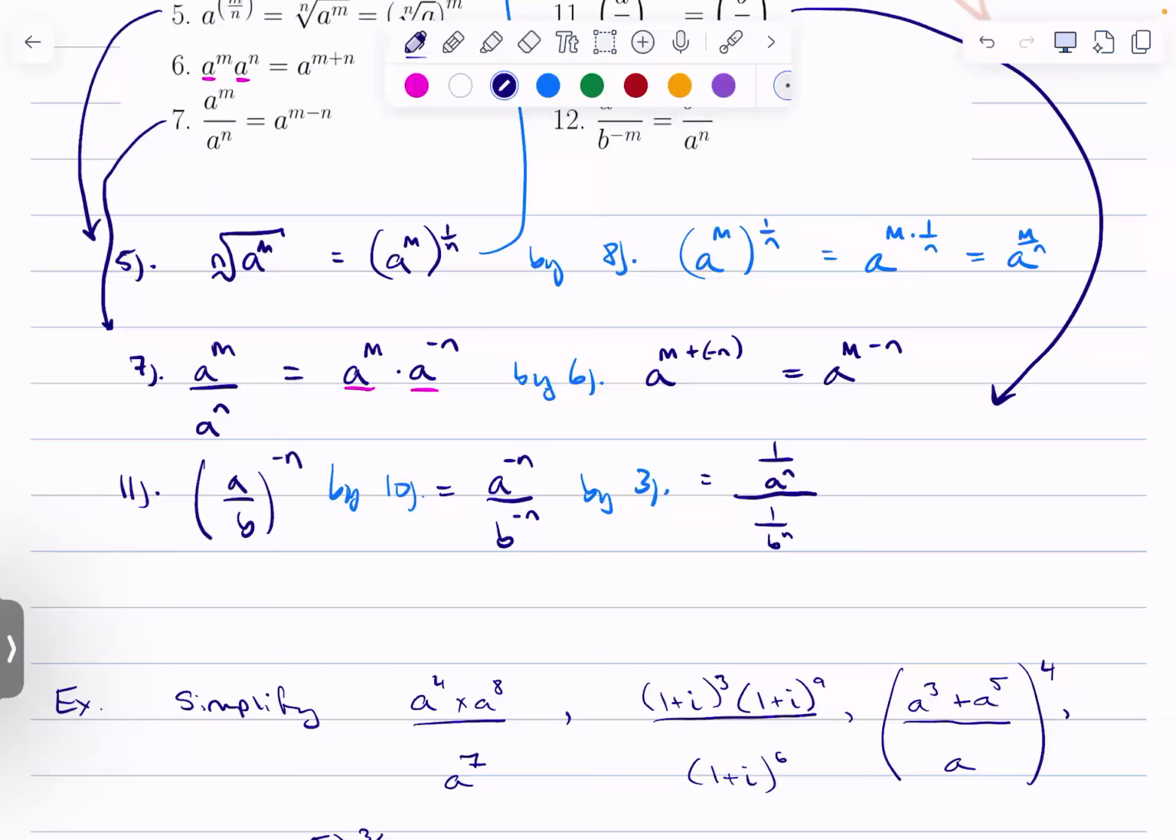A fraction over a fraction, right? Fraction over a fraction, you have to flip the denominator and then you multiply. And so this becomes 1 over a to the n times b to the n divided by 1, which is b to the n divided by a to the n.